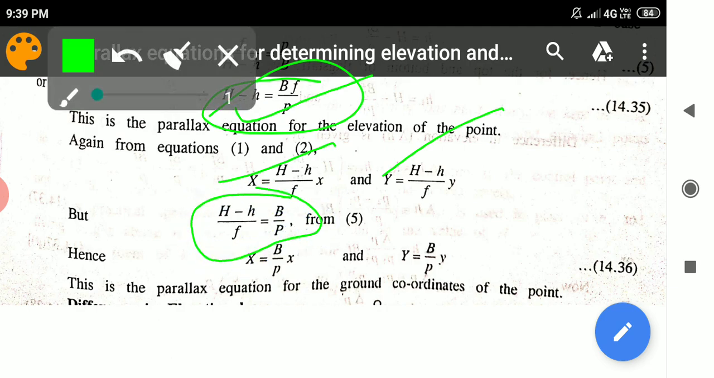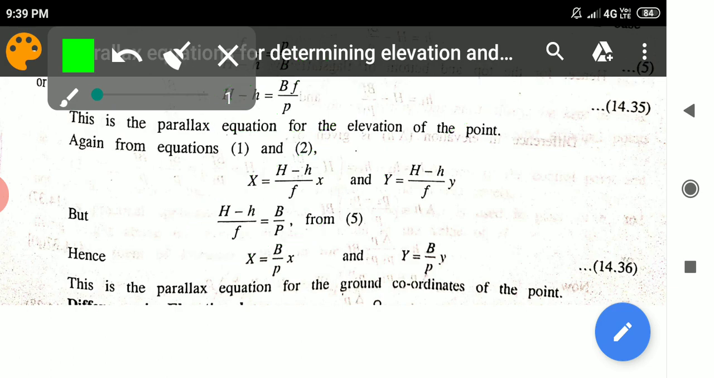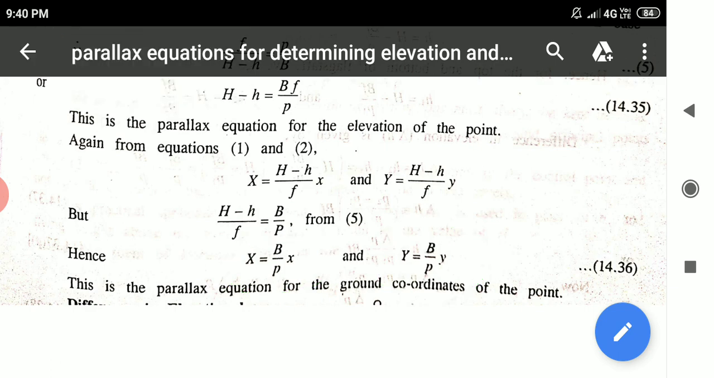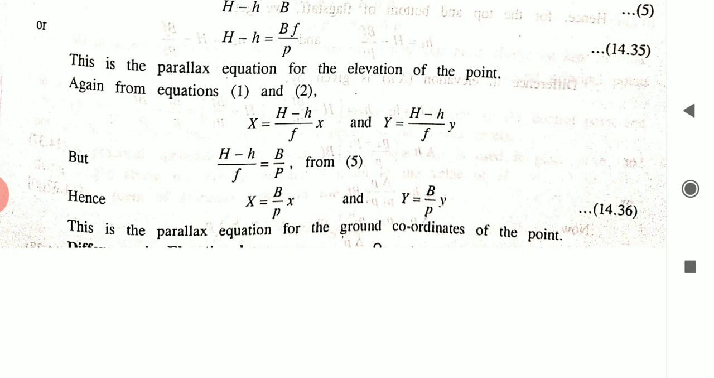So X equals this expression. H minus H by F is nothing but the B by p. Same here also. So X equals capital B by small p into X, and Y equals capital B by small p into Y. These X and Y are the parallax equations for the coordinates of the points. This is the derivation.